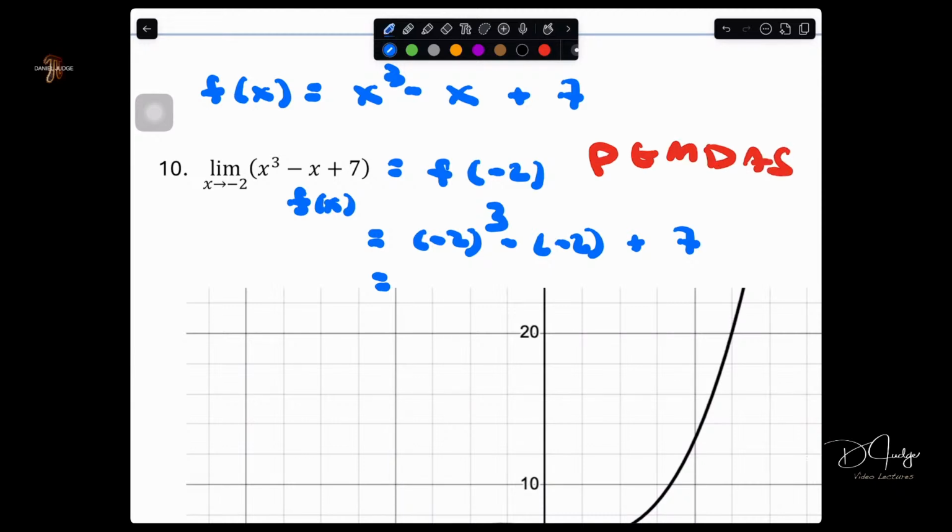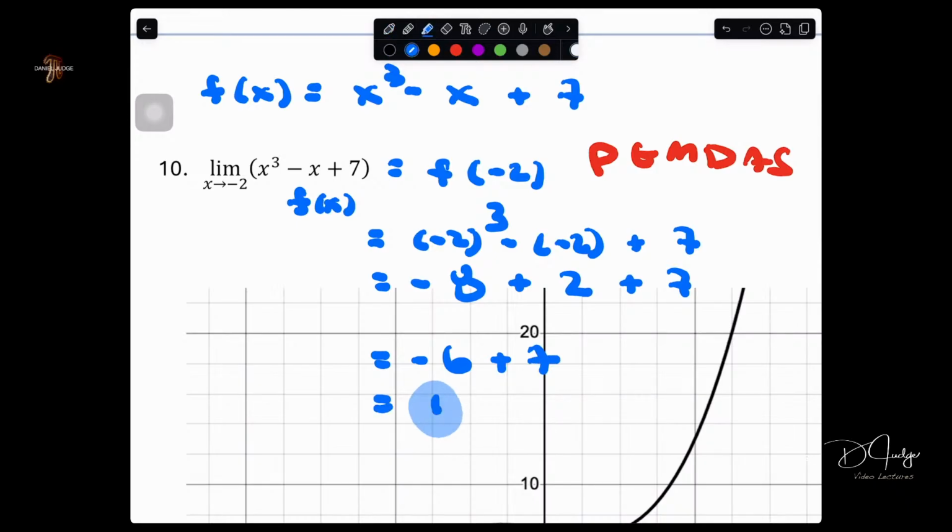So we get a -8, minus a minus makes this plus. We get -8 plus 2 plus 7, which will give you -6 plus 7, and then that equals +1. I did not use a calculator. I'm deducing the answers. So the limit as x goes to -2 is 1 for this polynomial function.